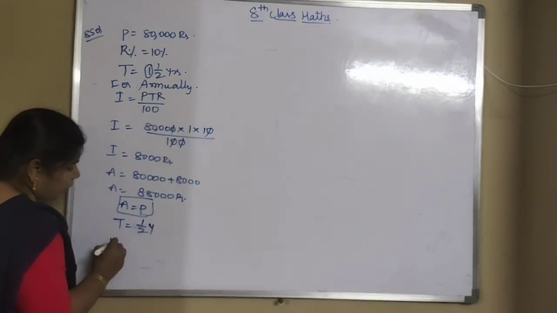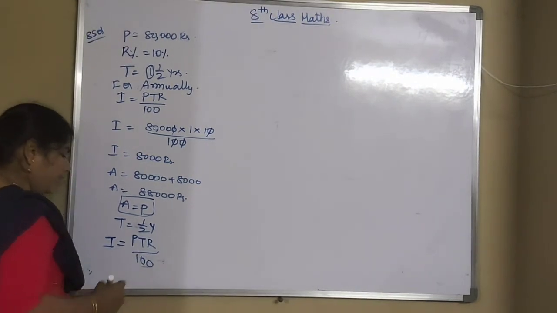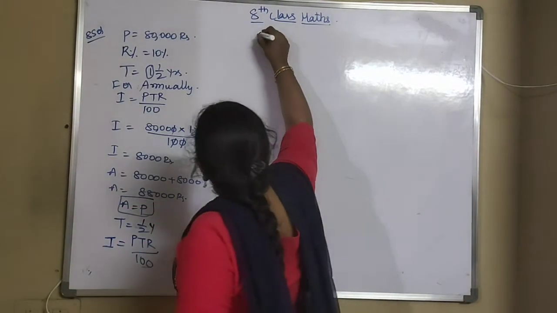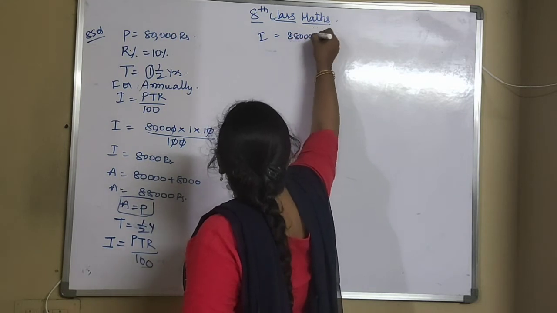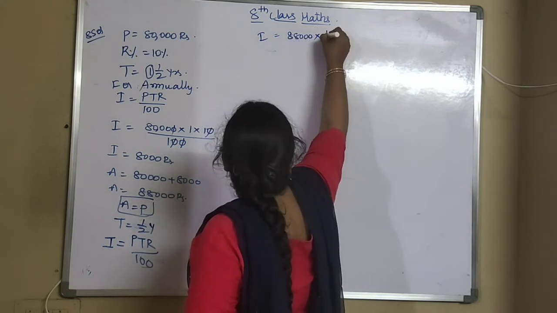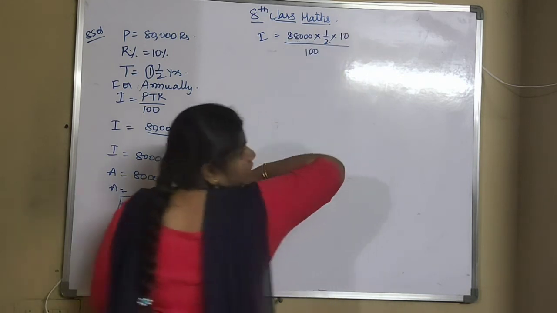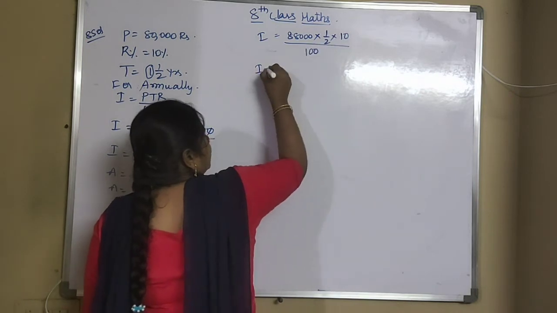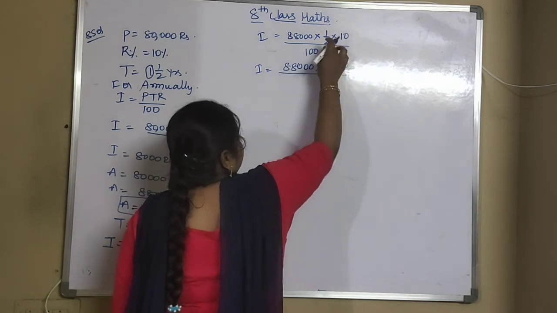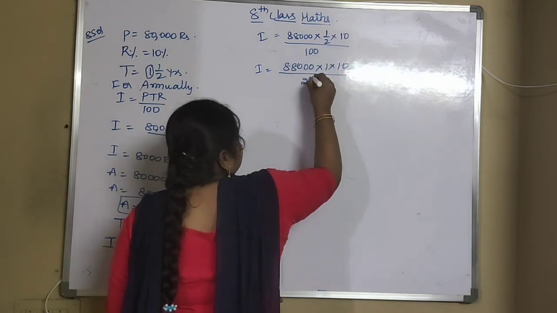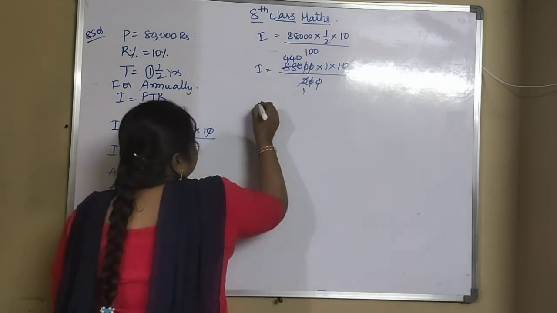Okay, now which formula are we using? I is equal to PTR by 100. So interest we have to find. That is I is equal to, P value is now 88,000, into time, which is half year, and rate of interest is the same, 10 by 100. Now multiply these 2 and 100, that will be 200. 88,000 into 1 into 10 by 200. 0, 0, 0, 0 will get cancelled. 2 ones are 2, 4 40s are. So I will be how much?